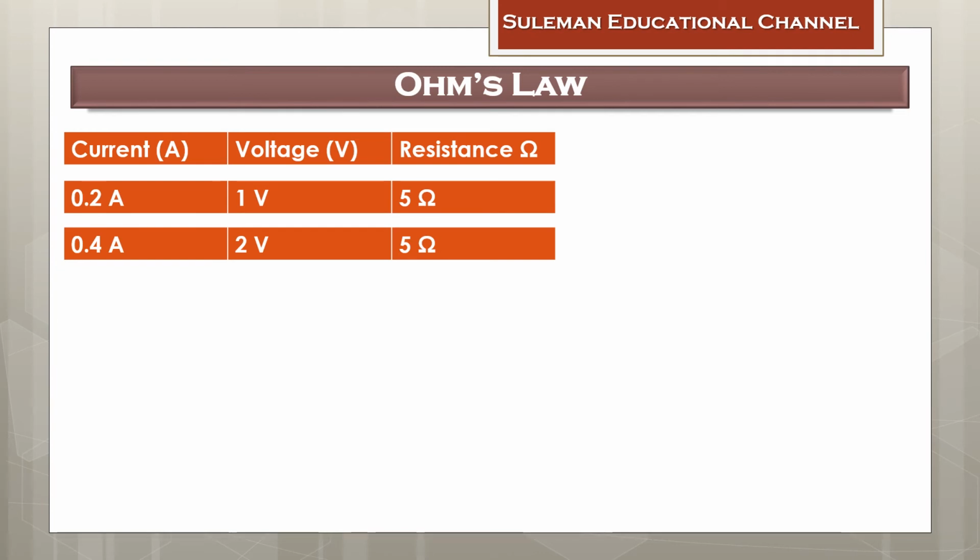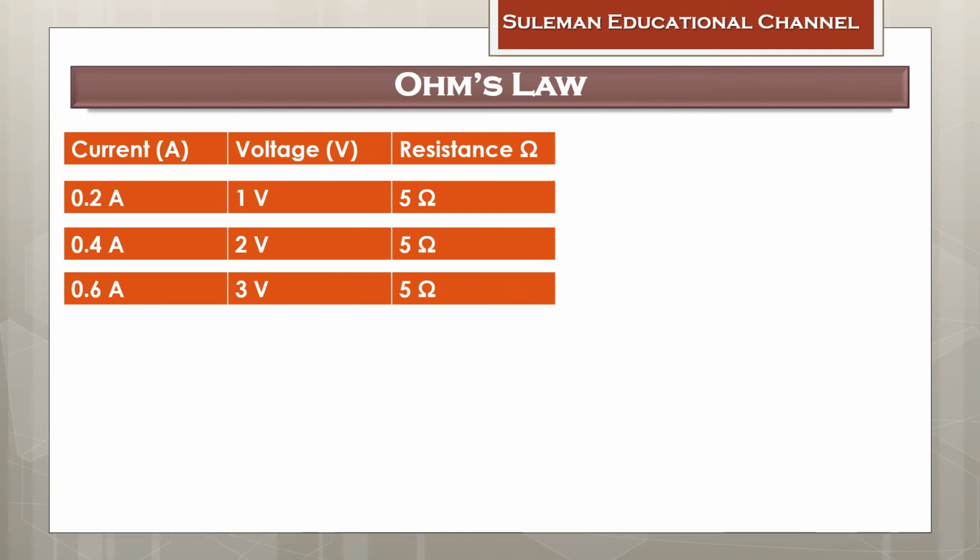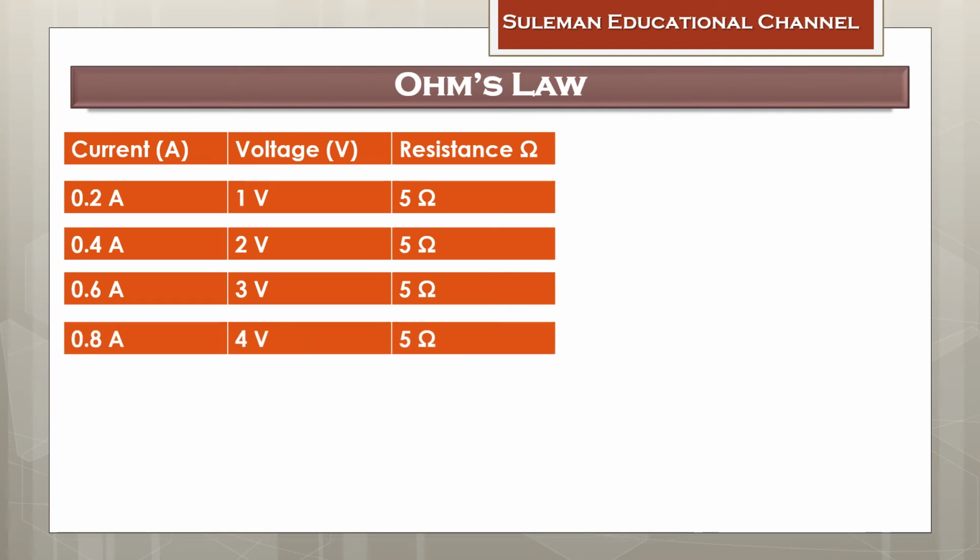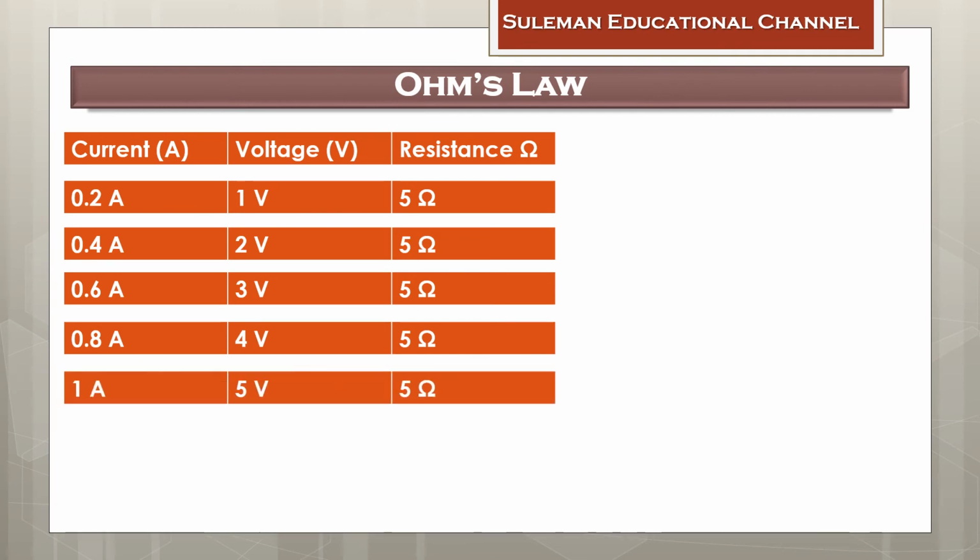If the voltage is again increased to 3 volt, the current also increases to 0.6 ampere. Then the resistance, that is equal to 3 divided by 0.6, the answer is 5. Similarly, 4 divided by 0.8, the result is 5. 5 divided by 1, the answer is 5. So over here we want to show that when the voltage is increased, the current also increases by the same factor and the resistance is constant.